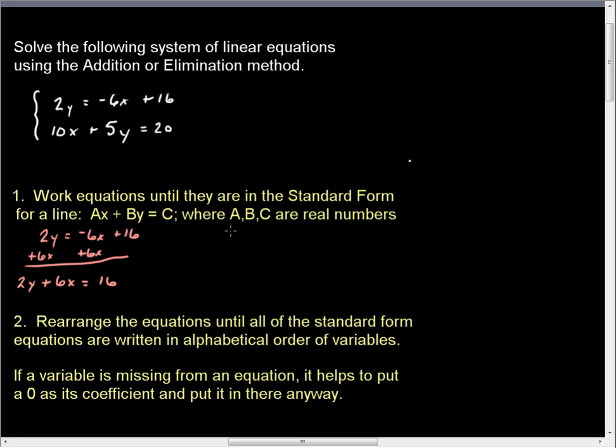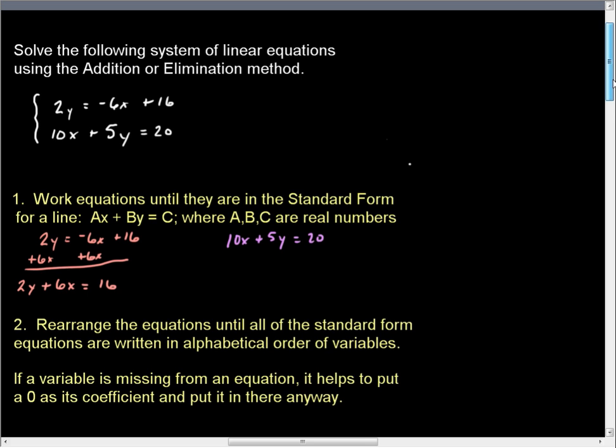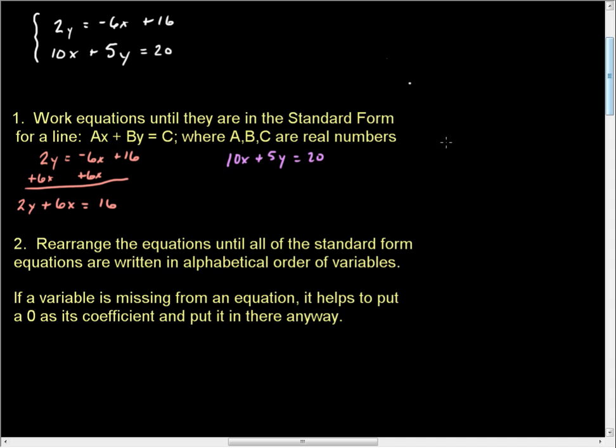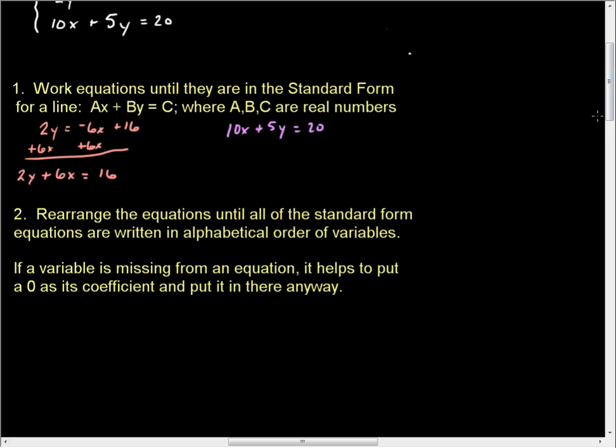The second one, though, 10x plus 5y is equal to 20, and it's in standard form, ax plus by equals c. Most people, when they're working with it, will be able to move the variables from one side to the other. However, we might skip something, or they might not see that some of the equations are not written in standard form. So the second step is meant to fix that.